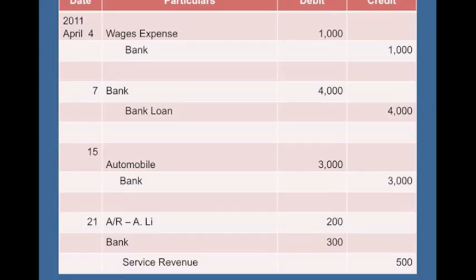For the next slide, the first transaction can be described as you paying your fellow employees $1,000, which is also known as wages. Therefore, in order to do this, you have to take $1,000 out of the bank. For the next account, it can be described as you taking a loan out of the bank, which results in crediting the bank loan. The third account can be described as you buying an automobile for $3,000, which means you will have to credit your bank. The last account can be described as you performing a service for A.Lee for $500, but she pays $300 first and the rest is on account.